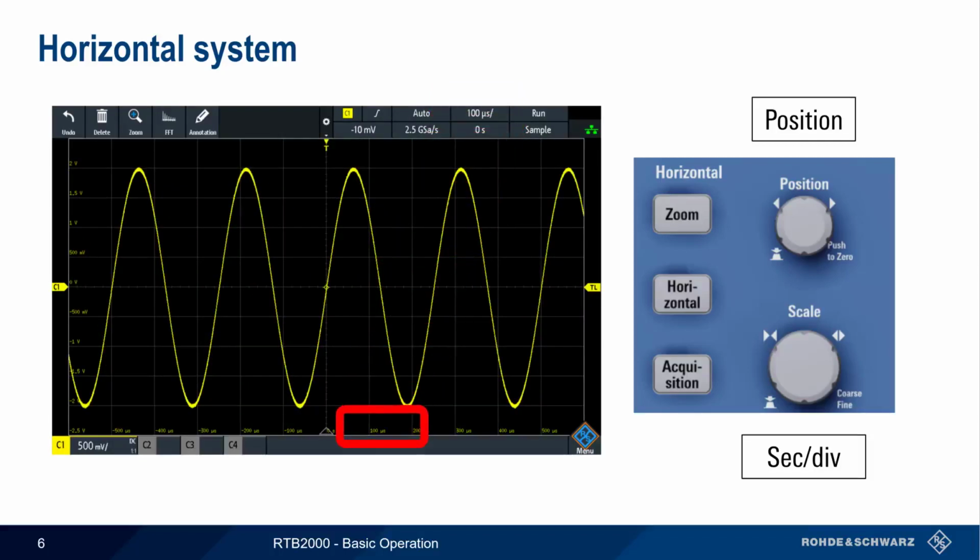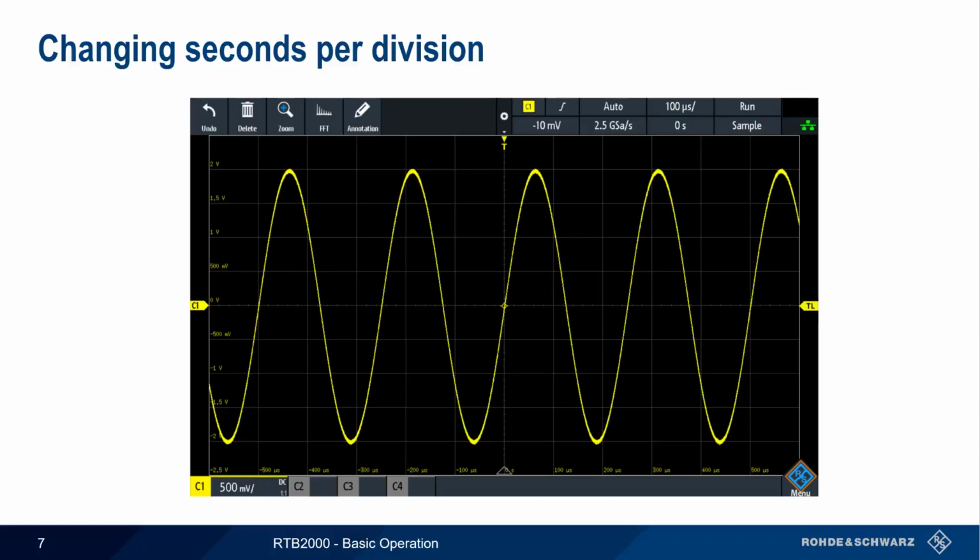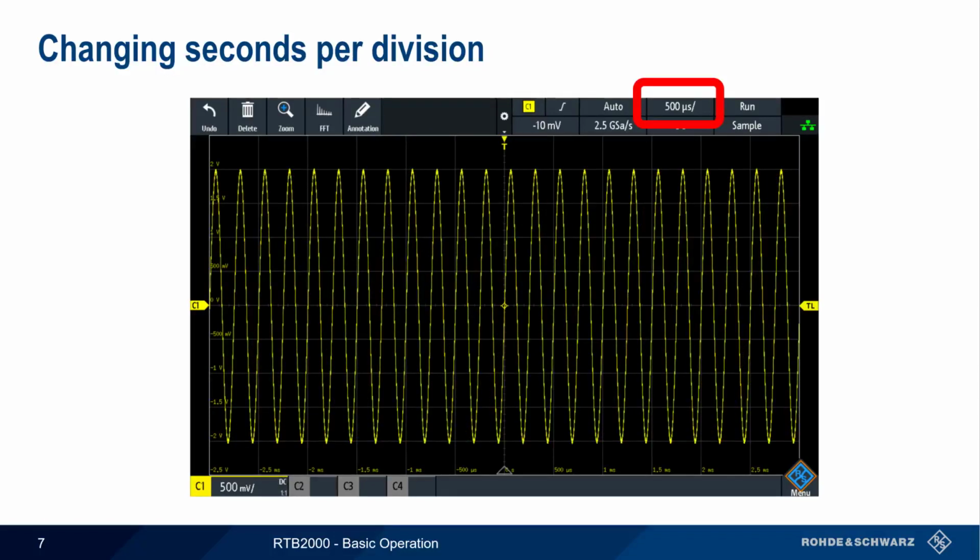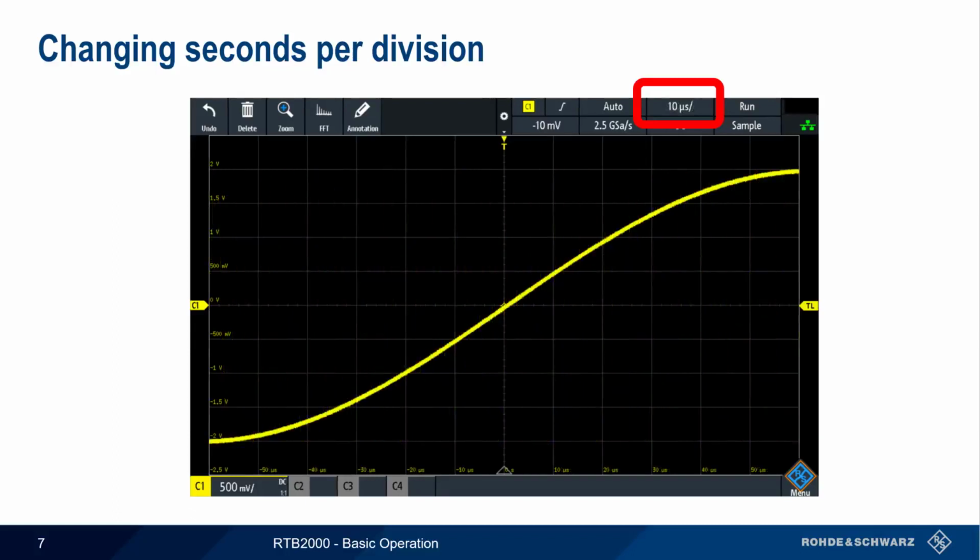For the vertical system, the correct setting for volts per division is the one that maximizes the waveform vertically without clipping. But the choice of seconds per division depends on the application. We can choose larger values of seconds per division to see more cycles of a periodic waveform, and smaller values to see fewer cycles, or even just a portion of one cycle.